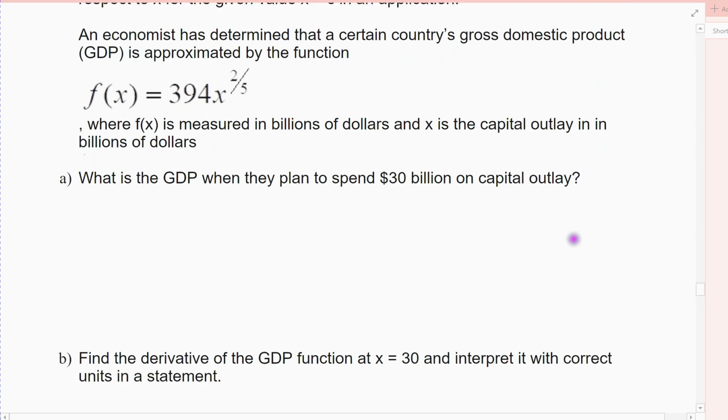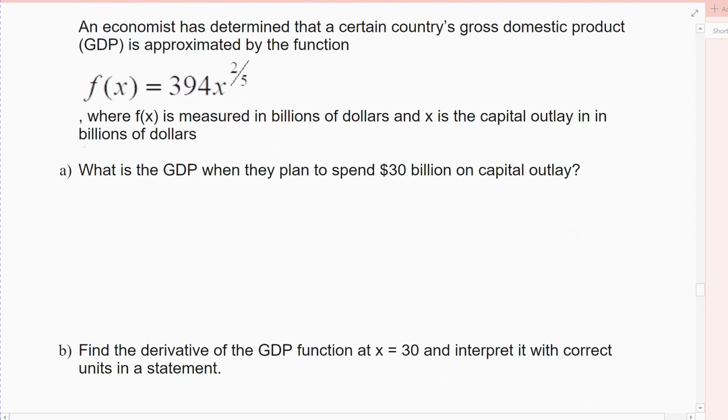Alright, so this is an economy example. An economist has determined that a certain country's gross domestic product, that would be kind of the value of their economy, GDP, is approximated by that function f of x, where f of x is measured in billions of dollars, and x is the capital outlay. So capital would be your buildings, your infrastructure. So it's how much money you're willing to spend on your buildings and things like that in terms of merchandise for your economy. So it's the output for the merchandise in billions. And x is how much they're going to spend on capital in billions.